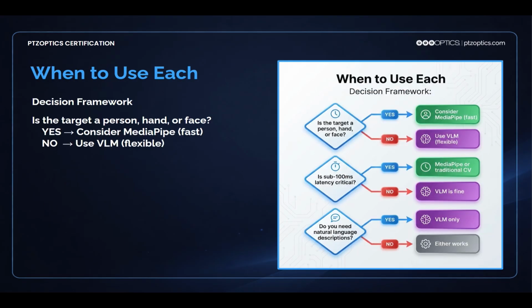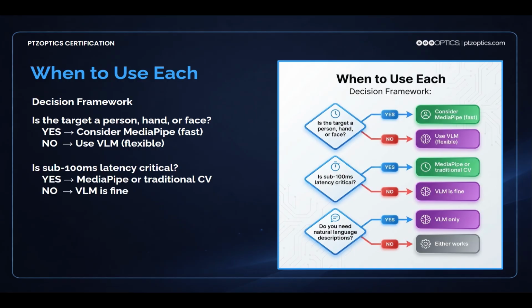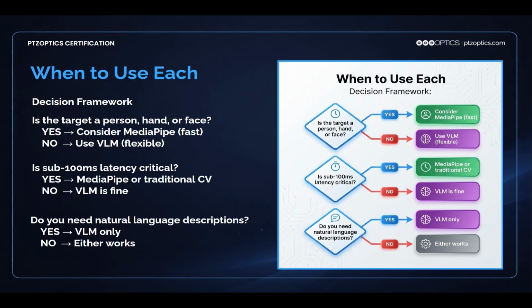Now let's talk about when to use each. Is the target a person, a hand, or a face? We probably can use MediaPipe for that. Google MediaPipe is an open source, really great tool for computer vision. We can use it for that. Does it need to be super fast? Is latency critical, which it often is? Then MediaPipe or traditional computer vision is also probably the right choice.